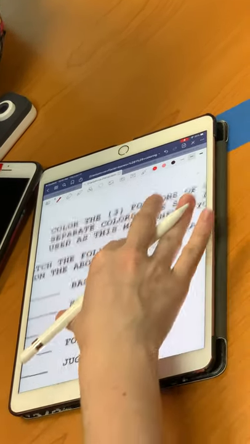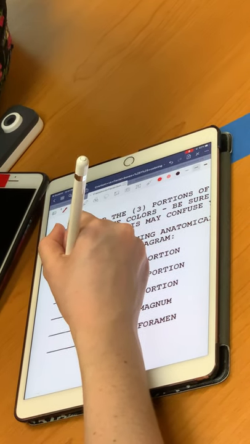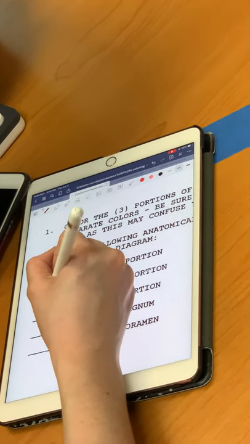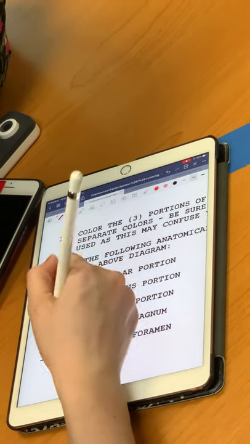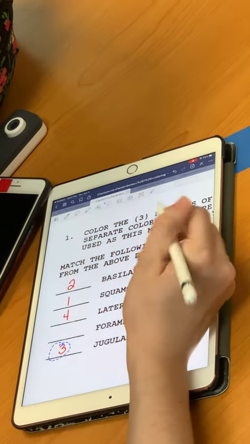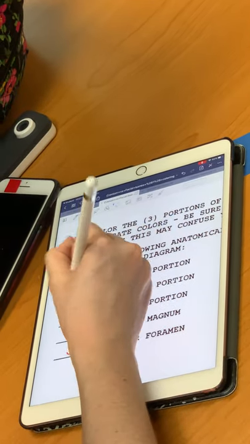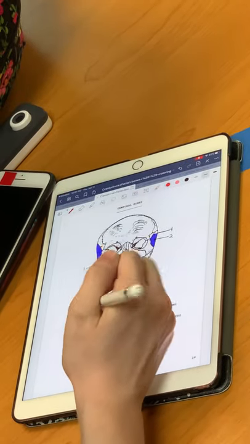Okay, number 19, 2 is basilar, 5 is squamous, 1 is lateral, 4 is foramen magnum, 3 is jugular foramen. Okay, page 20, 2 is squamous portion, 4 is squamous suture, 1 is mastoid process, 3 is mastoid tip.